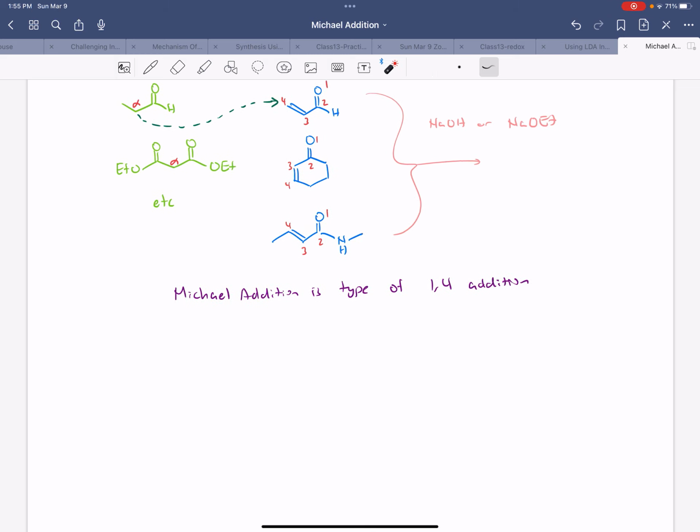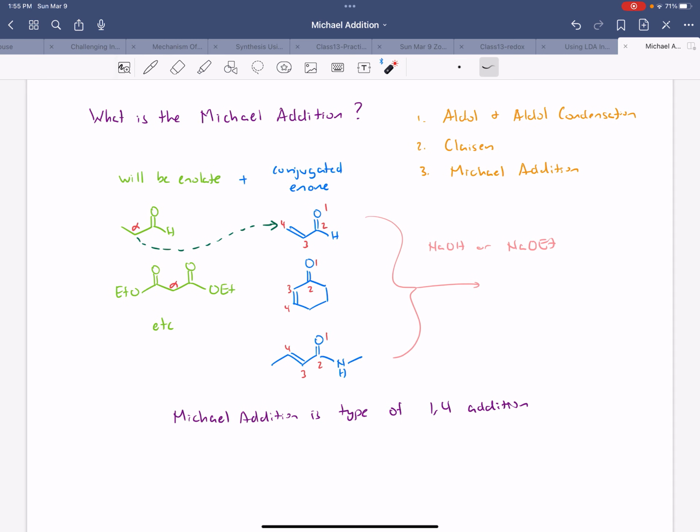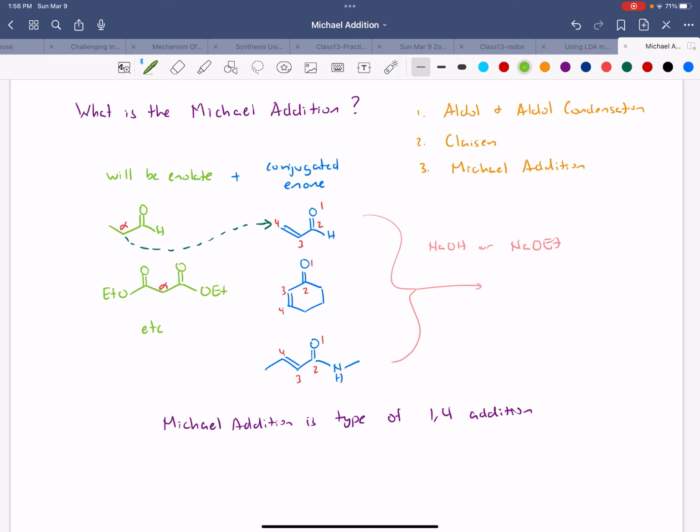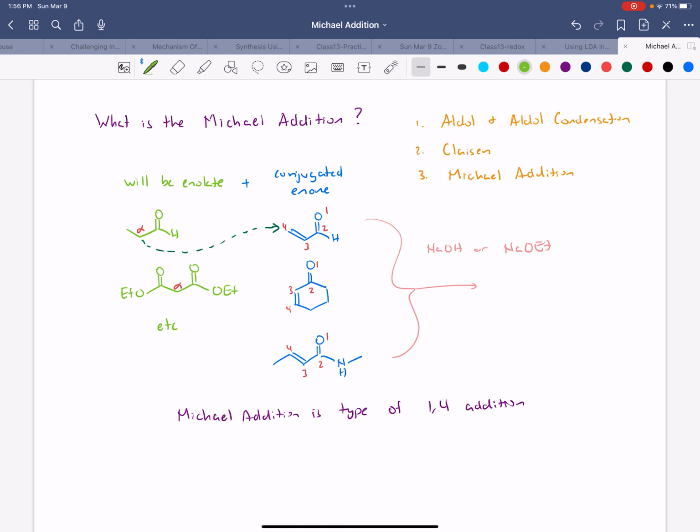Now, I won't get into why some nucleophiles attack here, like the enolates, and some nucleophiles attack here, like the Grignard. That is a topic that is not too important yet to understand the main points of the Michael. Okay? So I introduced the word nucleophile, right? So we'll be the enolate nucleophile.